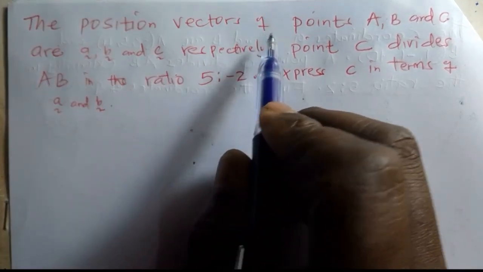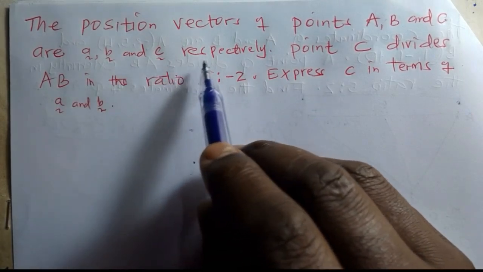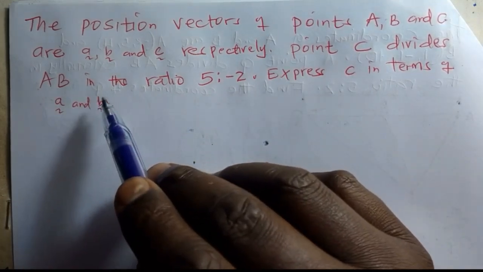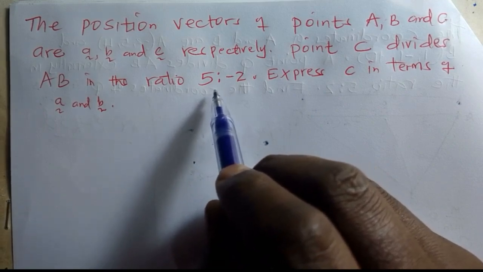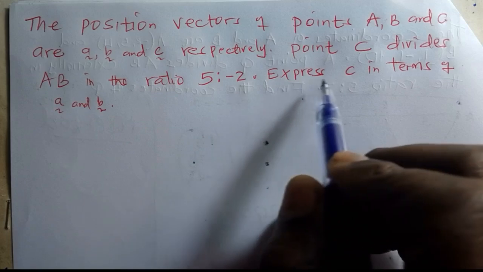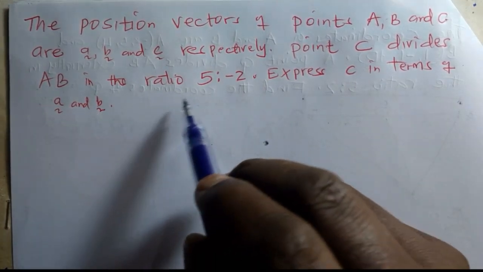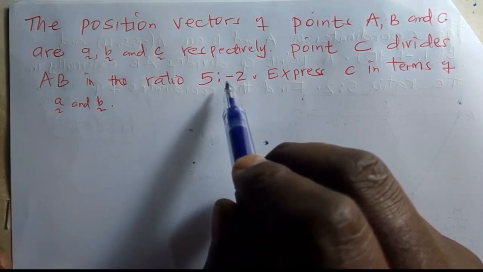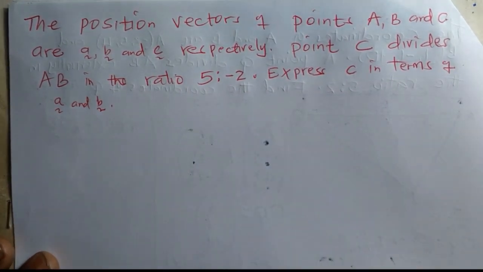The position vectors of points A, B, C are a, b, and c respectively. Point C divides AB in the ratio 5 to -2. Express c in terms of a and b. So when it is dividing like this, it is external division. So let's try to sketch the diagram.